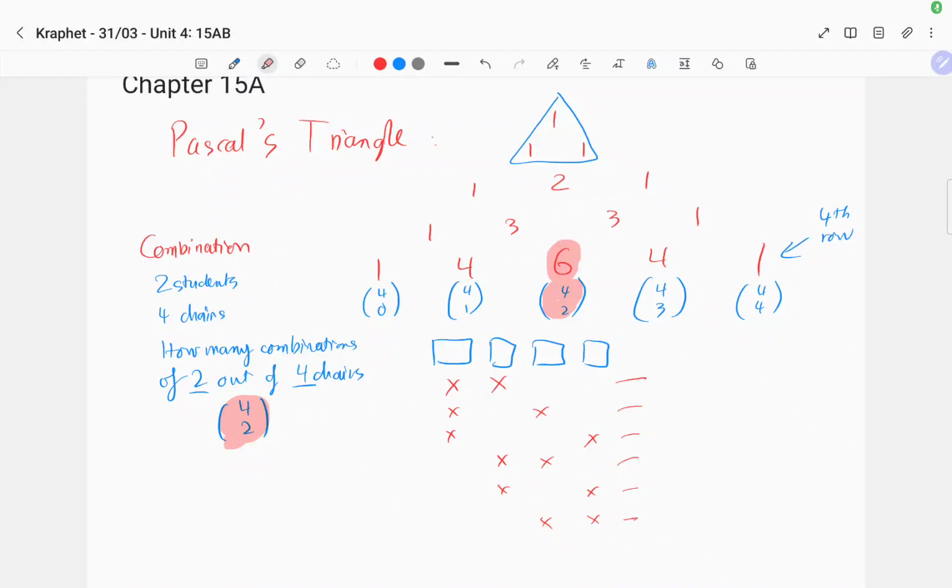Always the fourth row? No. The fourth row is for when you're choosing when the total number of chairs is 4. Okay, so does that always be 1 1 1 per 1? Yes, we'll always start with 1 1 1.